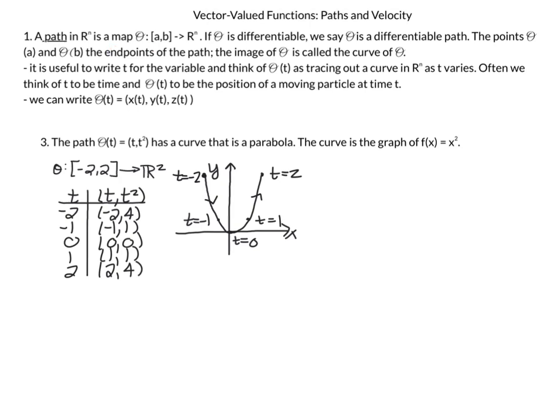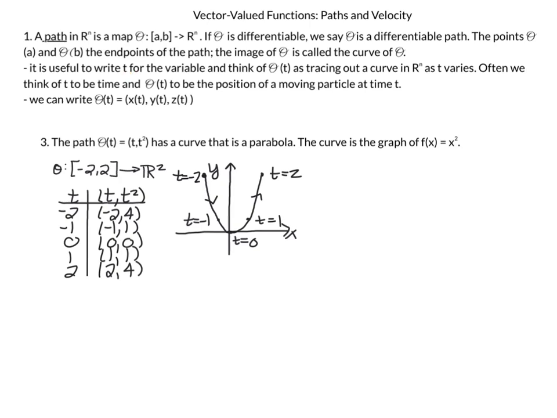Just looking at this definition again, our path goes from some set of real numbers to R^n. If sigma is differentiable, we say that sigma is a differentiable path. In other words, if we can take the derivative, sigma prime of t, in this case it would just be (1, 2t). We just take it component by component. Then the points sigma of A and sigma of B are the endpoints. The image of sigma is called the curve.